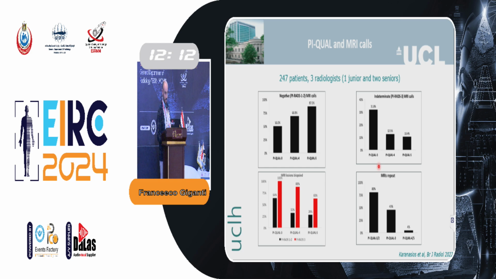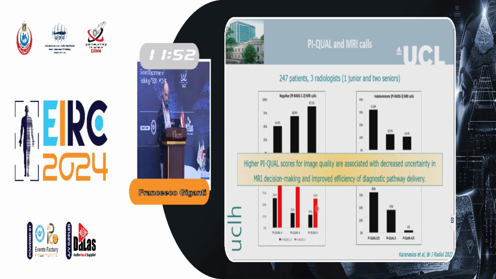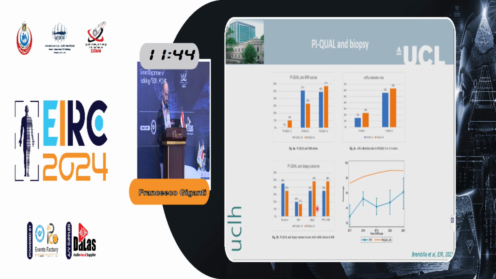For example, in this study from our colleagues in Cambridge, it has been shown that if you have a high PI-QUAL score, good quality, you have a higher number of negative MRI calls. We feel more confident in saying that there is no tumor on MRI. And also, if you have a good quality MRI, you have a decreased number of lesions that are biopsied. So higher PI-QUAL scores are associated with decreased uncertainty in giving a negative MRI.